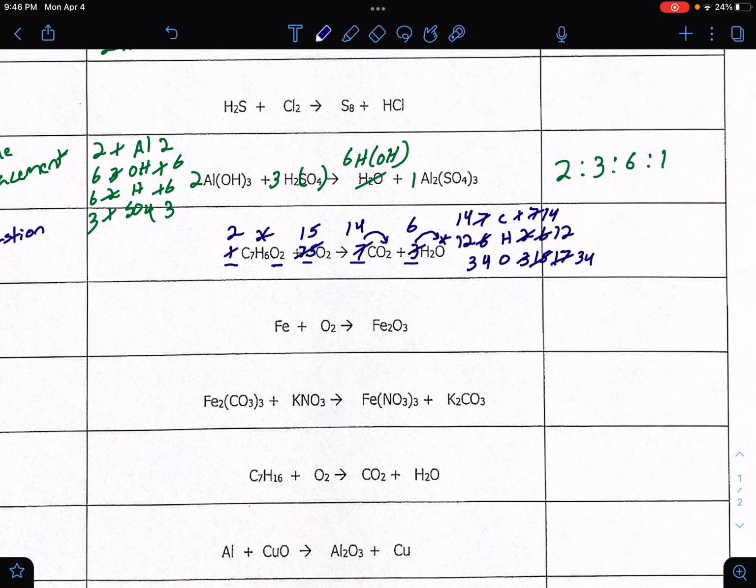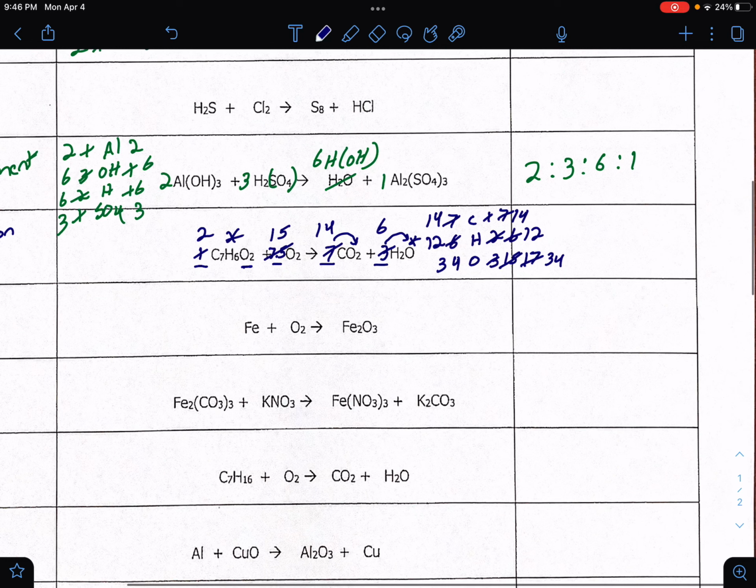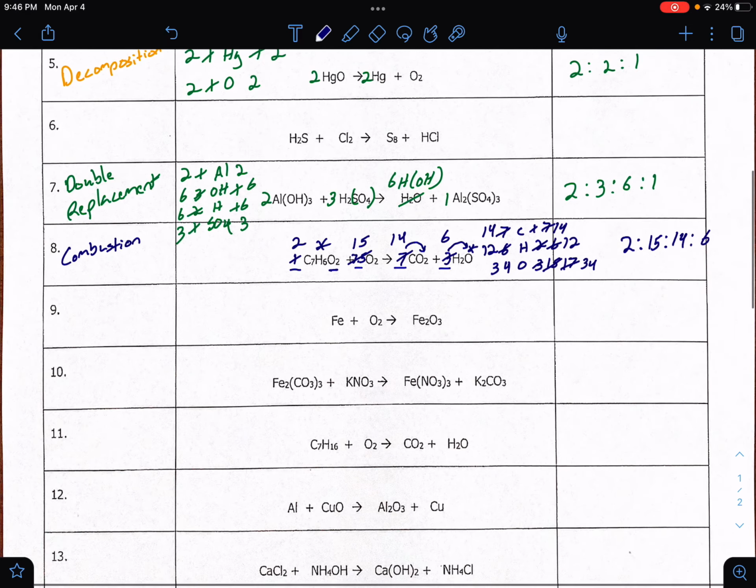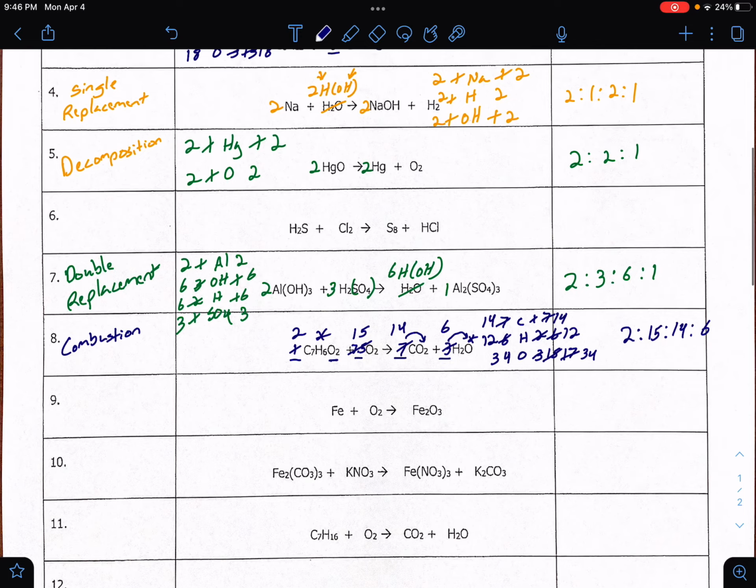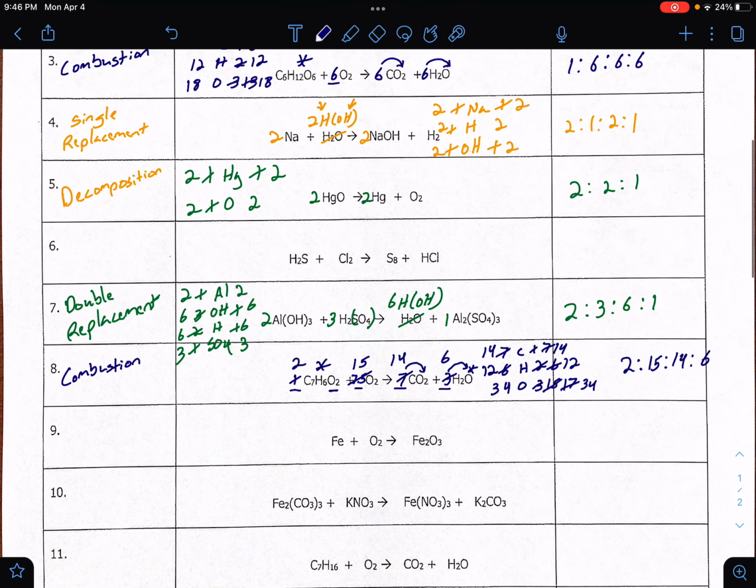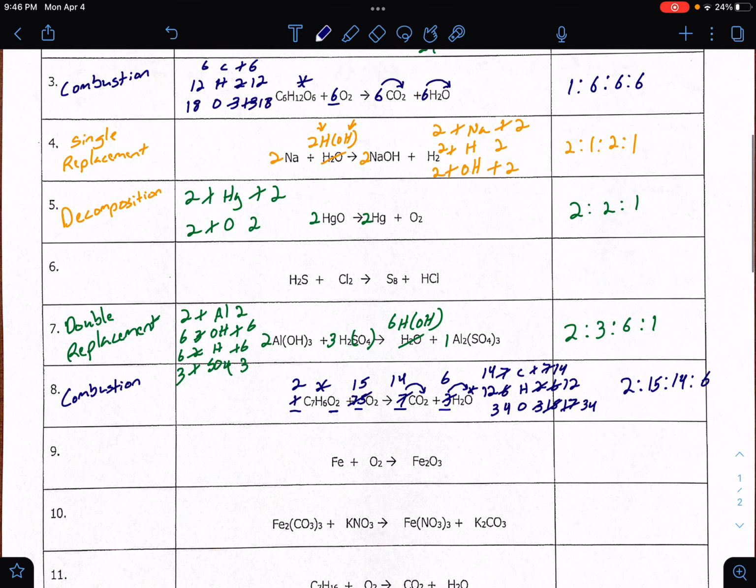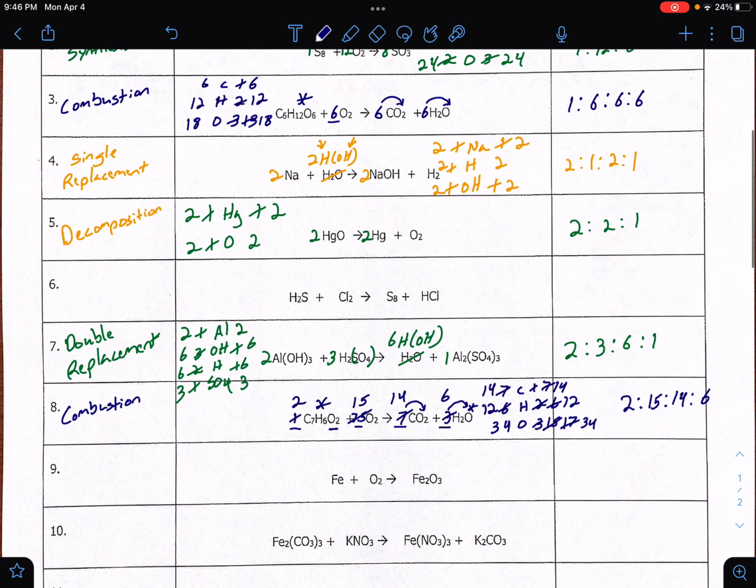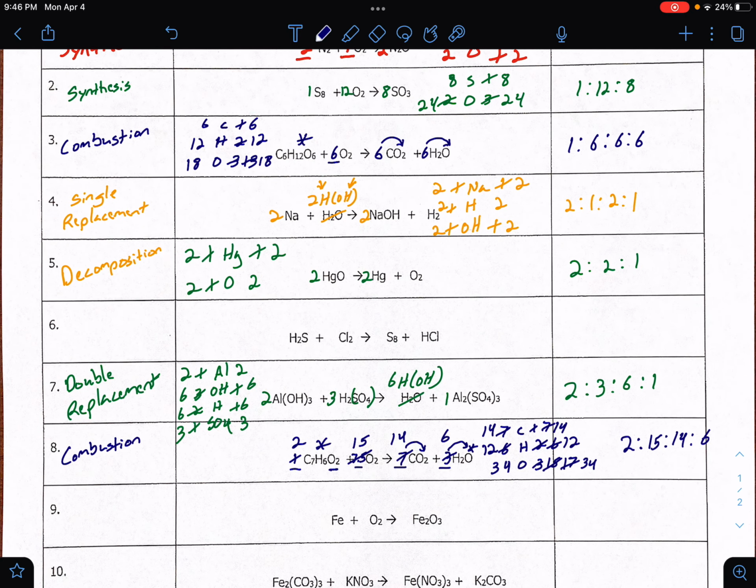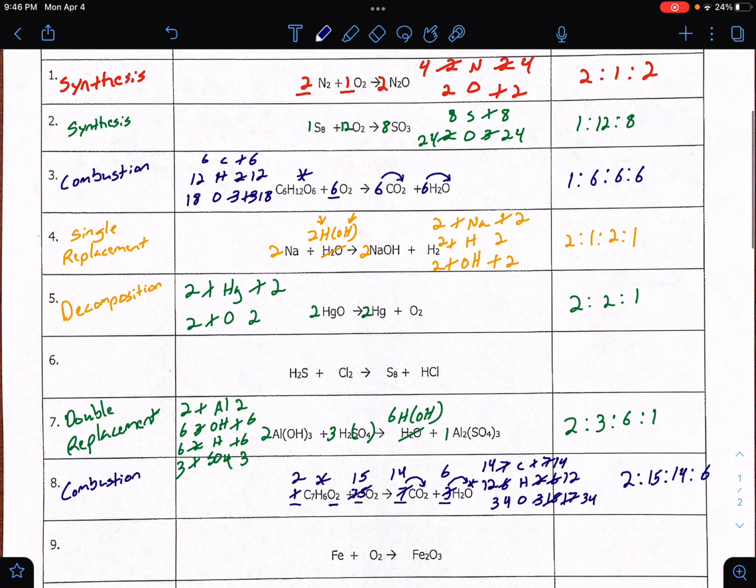Okay, so again, that's how you do the decimal trick. So my ratio would be 2, 15, 14, and 6. Okay, so that was basically how you do the balancing and the types of reactions. We went over combustion, we went over a double replacement, we went over a single replacement, we went over decomposition and synthesis. So please let us know if you need anything else or need any help.